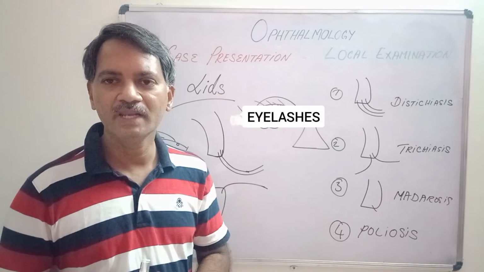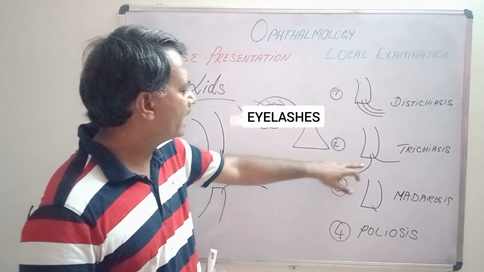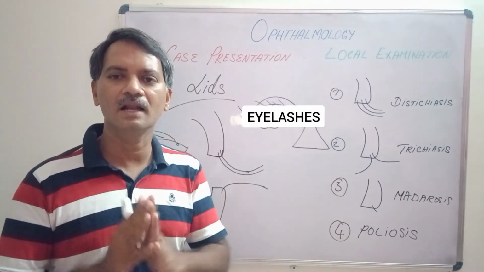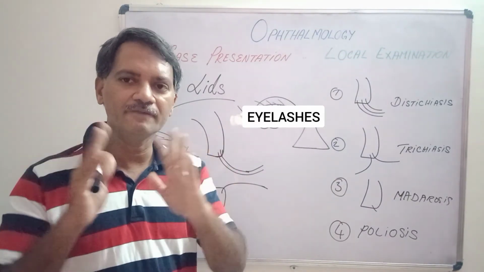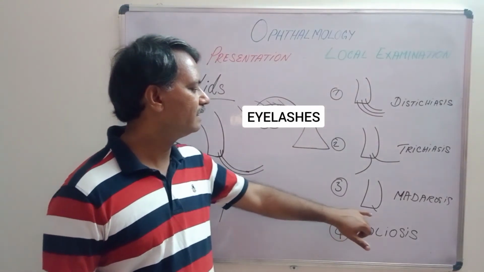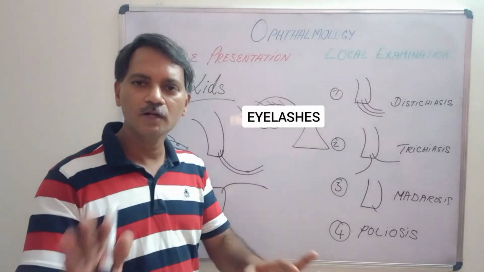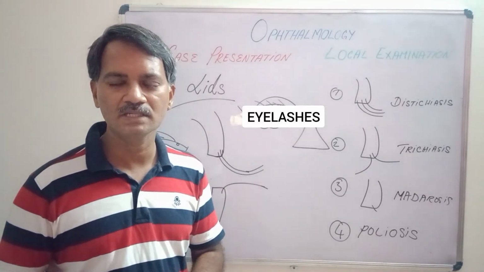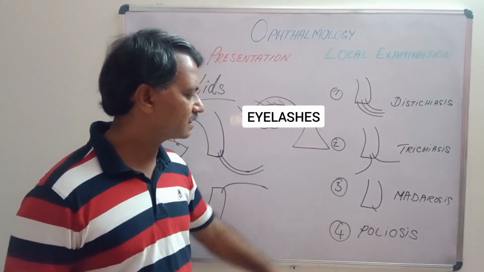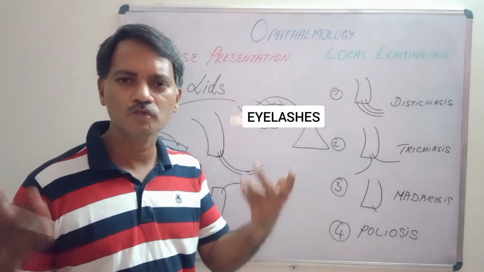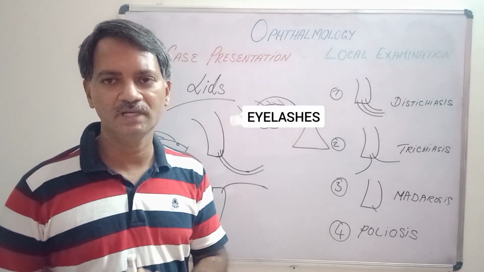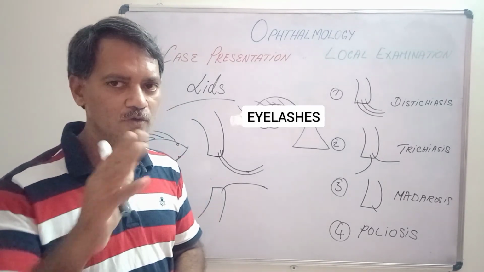Trichiasis is very dangerous because an eyelash which is directed towards the cornea may cause a corneal ulceration and permanent visual loss. The next abnormality with the eyelashes is madarosis. Madarosis means loss of eyelashes. You don't see eyelashes here. A small rudiment is here. Most of the eyelashes are shed due to ulceration of the lid margin. This is called madarosis.